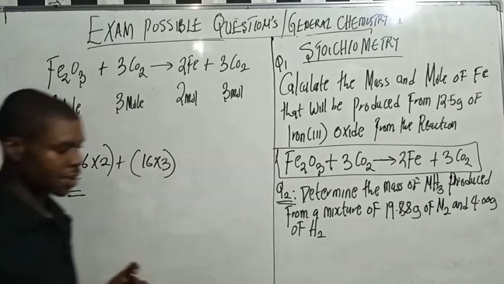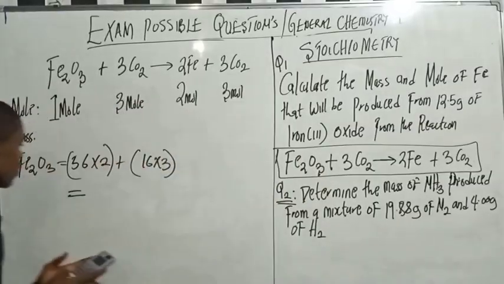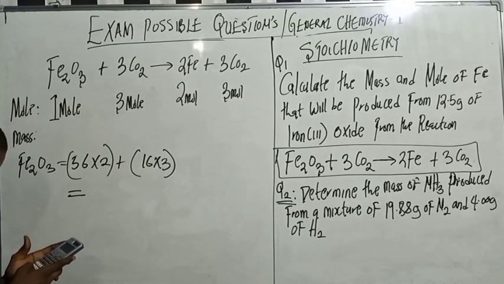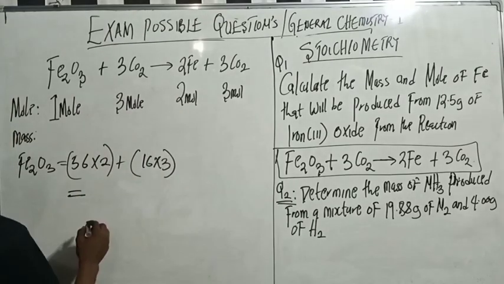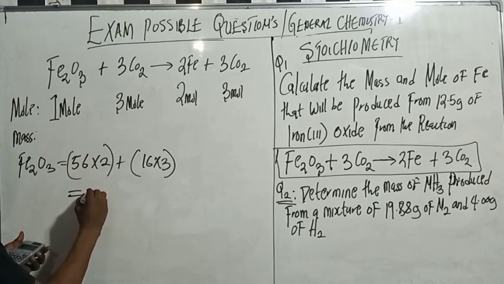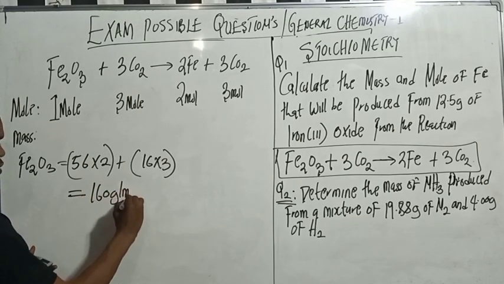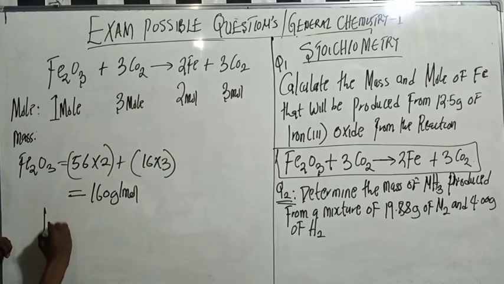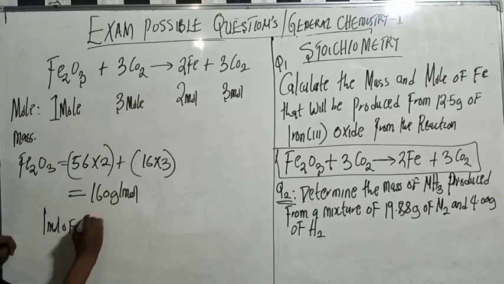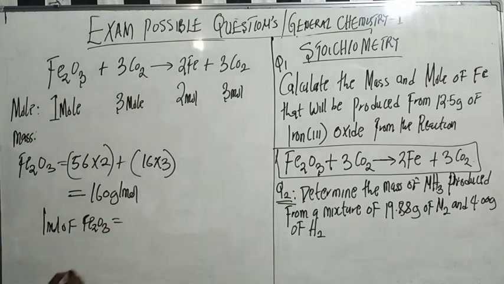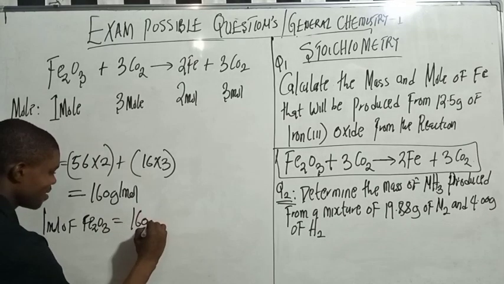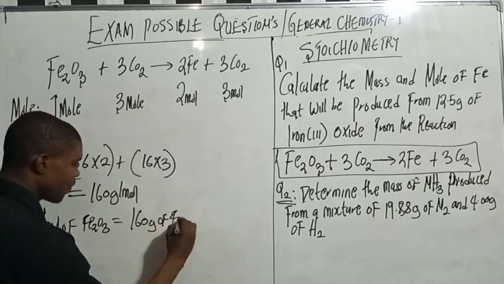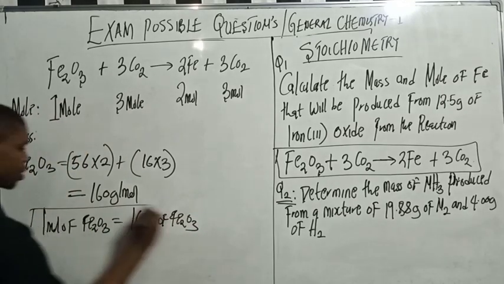So when you sum them together, 56 times 2 plus 16 times 3, here we have 160 gram per mole. What does this mean? It means that for every 1 mole of Fe2O3, I have 160 gram of Fe2O3. So this is what you want to put in mind.